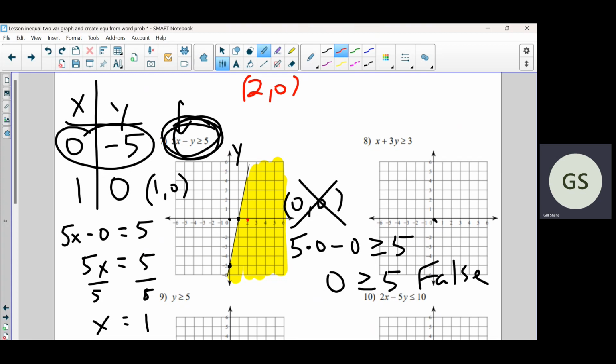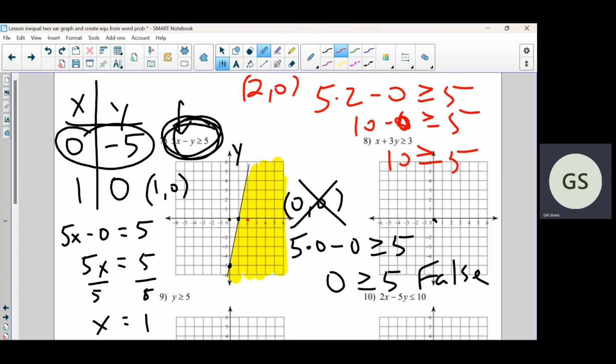That's 2, 0. Well, if X is 2, it'd be 5 times 2. Y is 0, subtract 0. That should be greater than or equal to 5. If I do the math, 10 subtract 0 should be greater than or equal to 5. So I get 10 is greater than or equal to 5. Well, that statement is true, which means yes, 2, 0 is a solution, which it should have been because we had already determined that was the solution side.